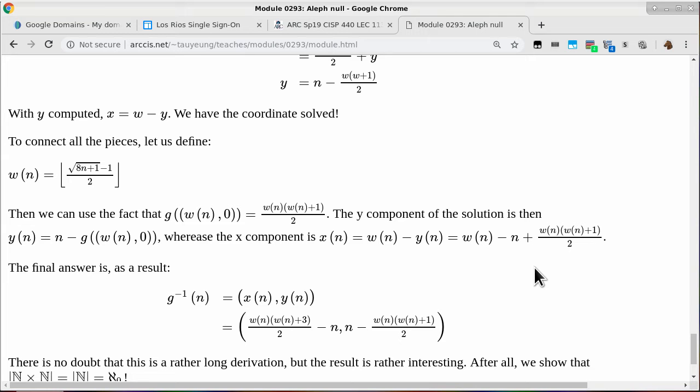So we can now solve for what is the inverse function of g applied to n, which is a natural number. It turns out to be x of n and y of n as defined earlier. But if I expand what is x of n and y of n, this is x of n, this is y of n. So the result of the inverse function is not a single number. It turns out to be a two-tuple because we need a coordinate back.